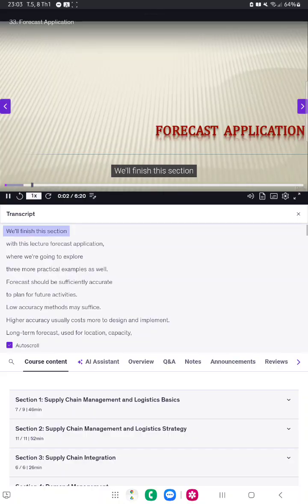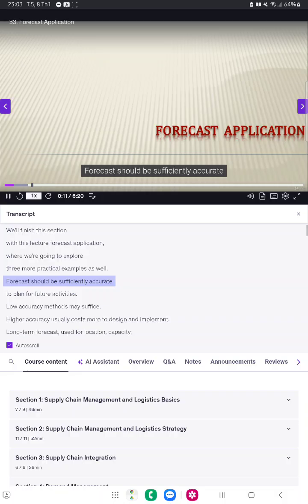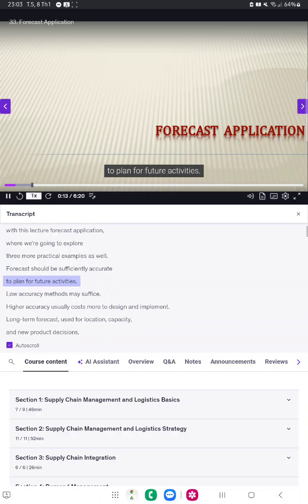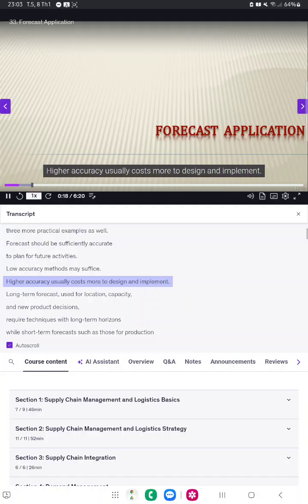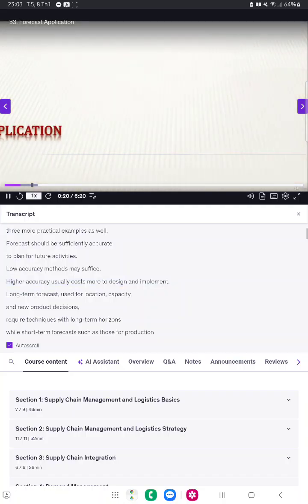We'll finish this section with this lecture on forecast application, where we are going to explore 3 more practical examples as well. Forecast should be sufficiently accurate to plan for future activities. Low accuracy methods may suffice. Higher accuracy usually costs more to design and implement.